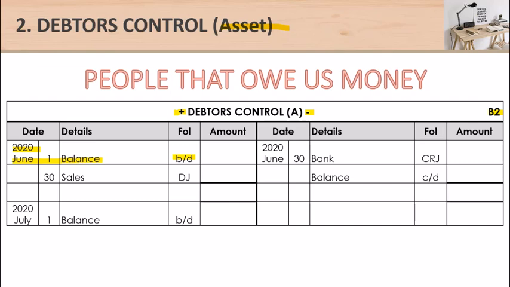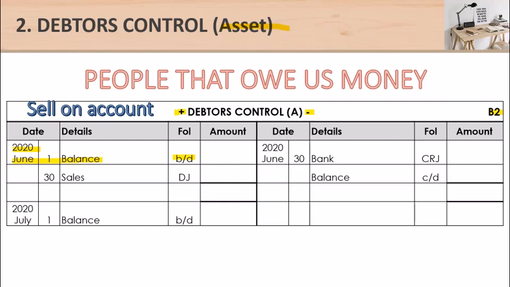Okay. Then there are two types of interactions that the business can have with people that owe us money. We can either sell to them on account. And if we sell to them on account, they will owe us even more money because we are selling to them on credit. They're not paying us right now. Okay, and credit sales are recorded in the DJ.